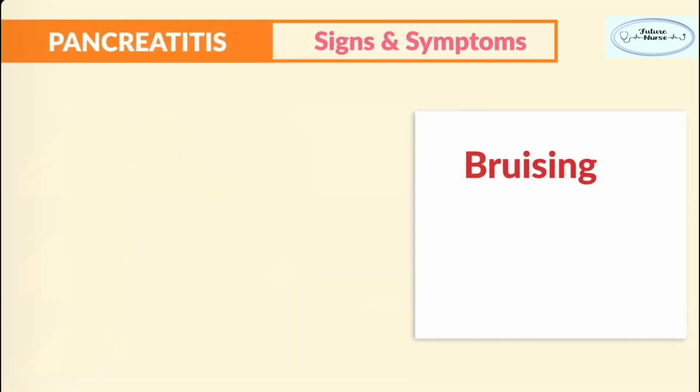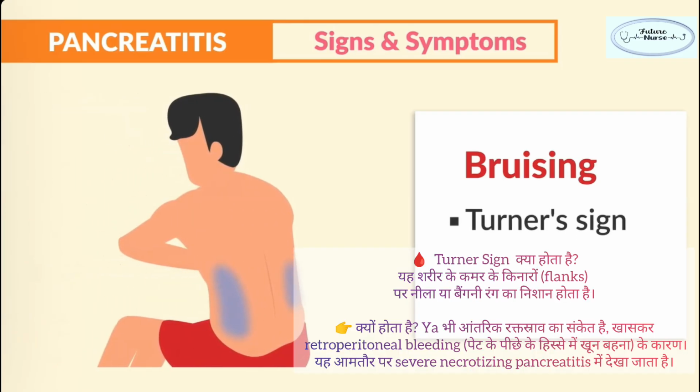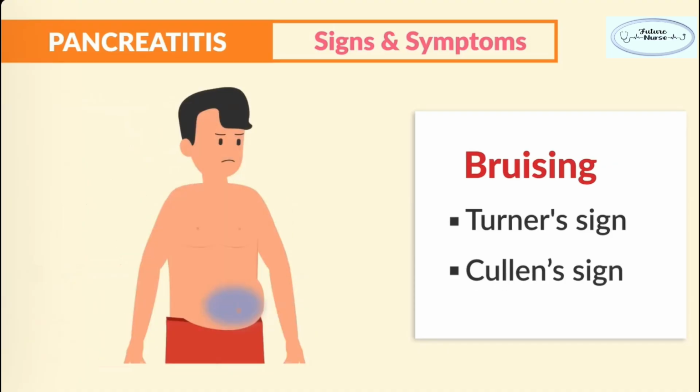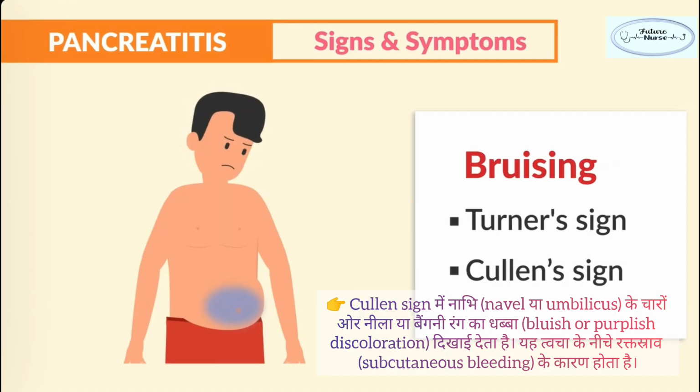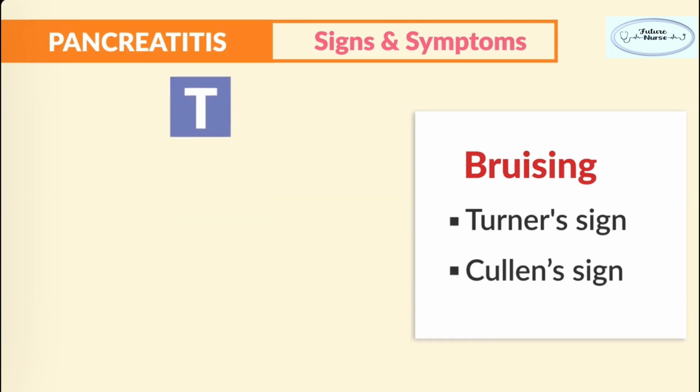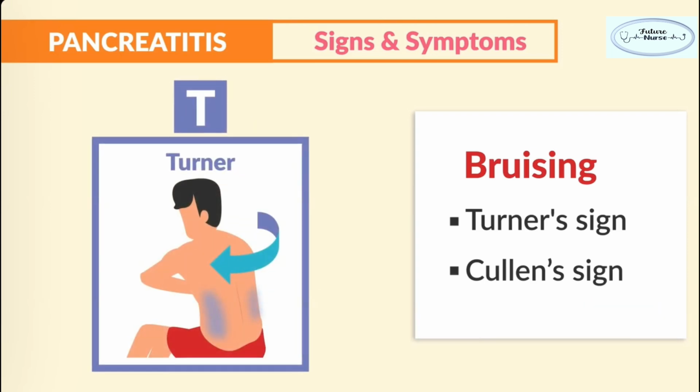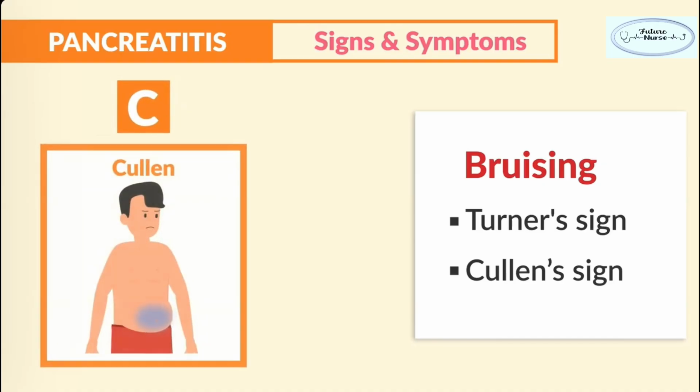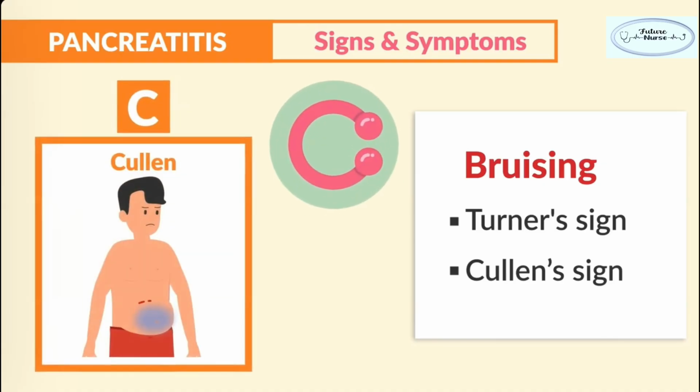And bruising is another critical sign. So we have Turner's sign and Cullen's sign. Turner's sign is bruising or ecchymosis on the flanks or the sides of the body, and Cullen's sign is edema and bruising around the belly button, also called the umbilicus area. So just think T for Turner's sign. You can see the bruising when you turn the client. And C for Cullen's sign, just think of a belly ring shaped like a C for Cullen. There's bruising around the belly button area.